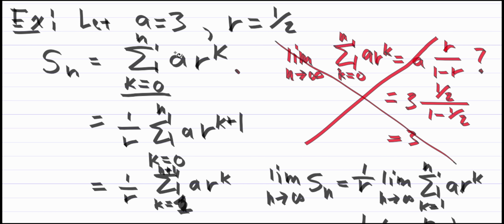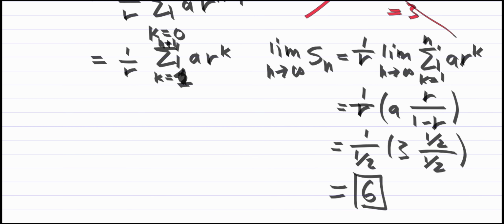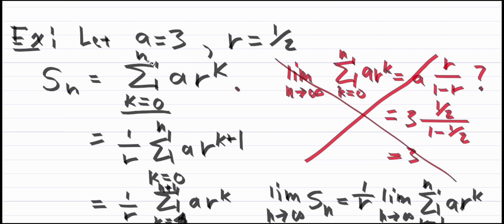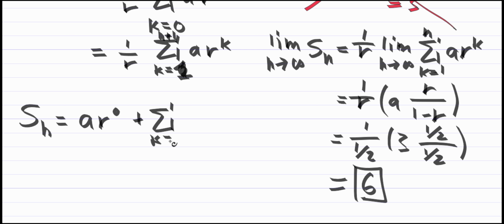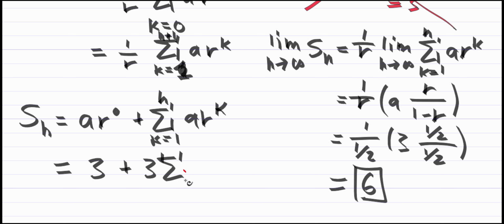And what's the very first term? Well, it's 3 times 1/2 to the 0th power. Another way I could have gone about this is, well, sum k equals 0 to n. I can just extract out the k equals 0 term. So I have ar to the 0 plus sum k equals 1 to n now, ar to the k. And so that would be 3, because r to the 0 will always just be a. And then I have plus 3 sum k equals 1 to n of 1/2 to the kth power.